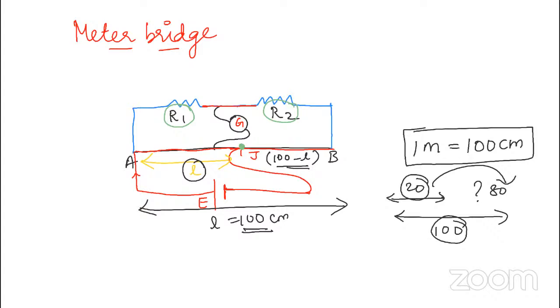Okay, at any particular point where the current value becomes 0, that is the balancing length of these two resistances. We call it the balancing length. Okay, so the very important one is the balancing length. Let us first see what is attached here. Here J represents the jockey. We have to move this jockey from the end A to B.